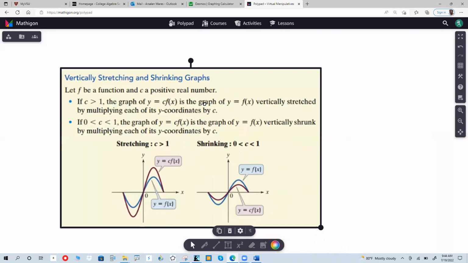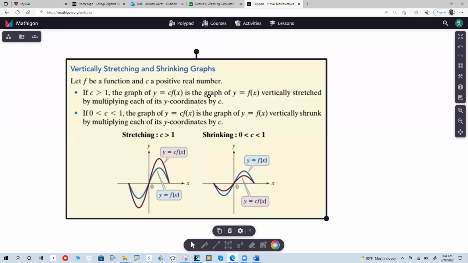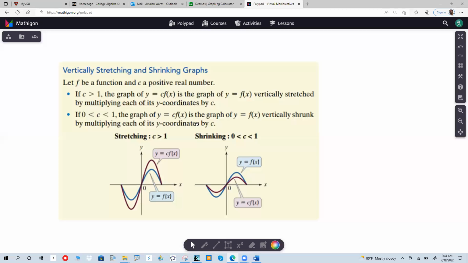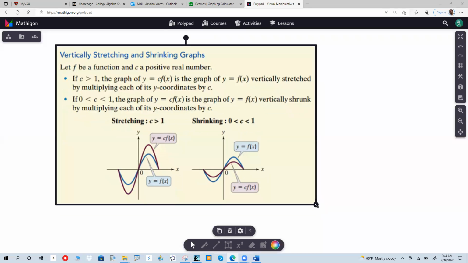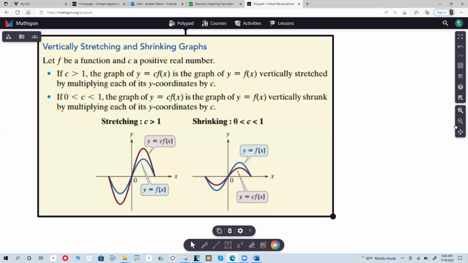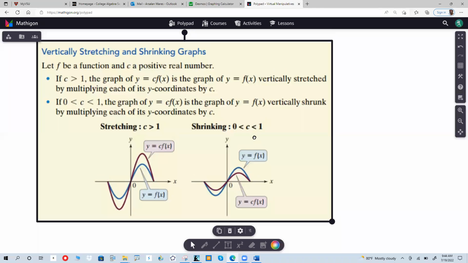What's vertical shrinking and stretching? How do we stretch a graph? How do we shrink a graph? Okay, it's not really that bad. And this is not going to make a lot of sense because they are using C and all that. But I'm going to give you some numbers. It'll make a little more sense. Then I'm going to come back to this.